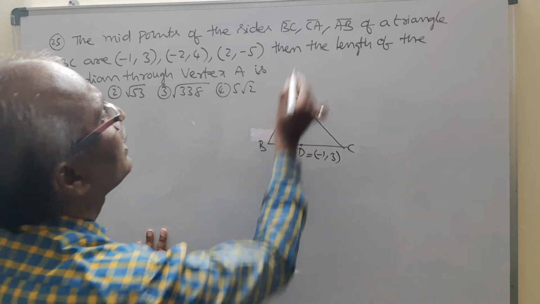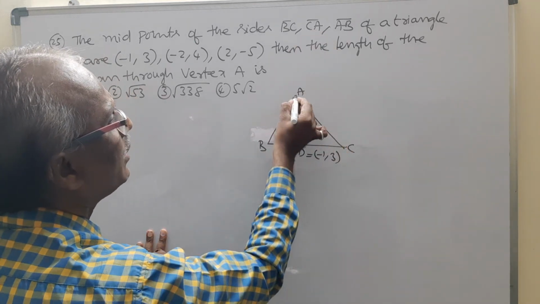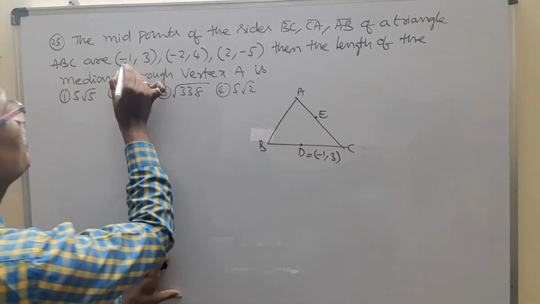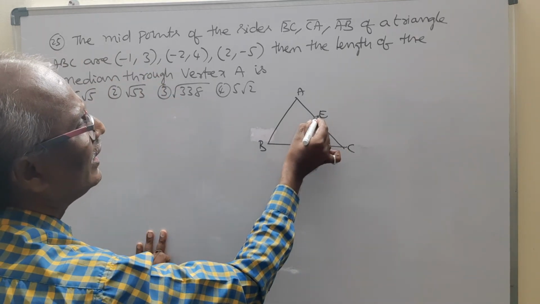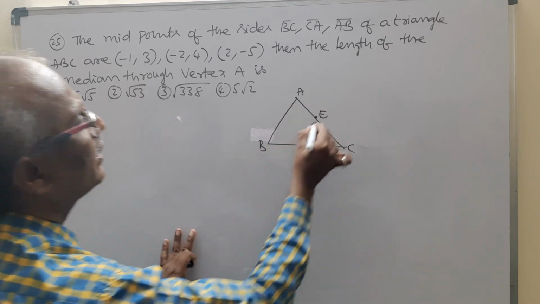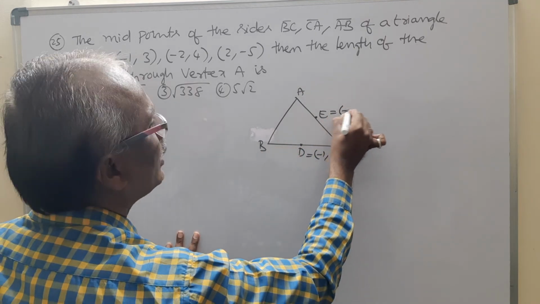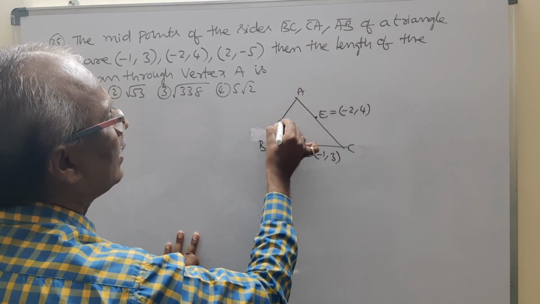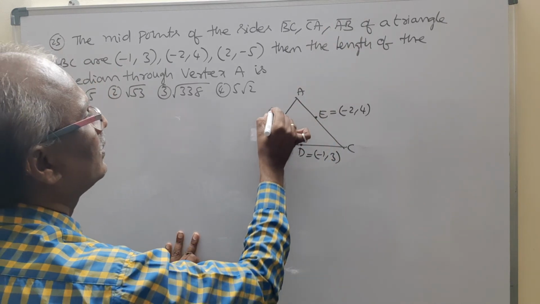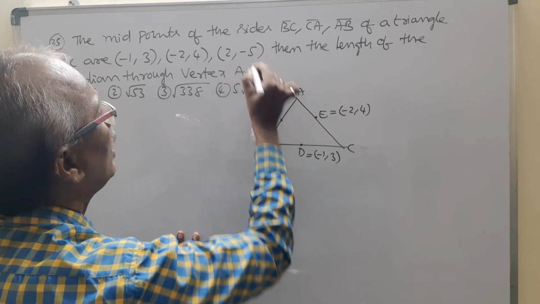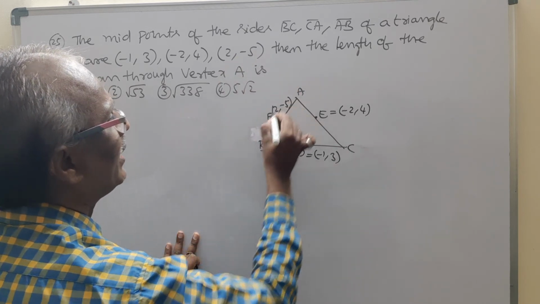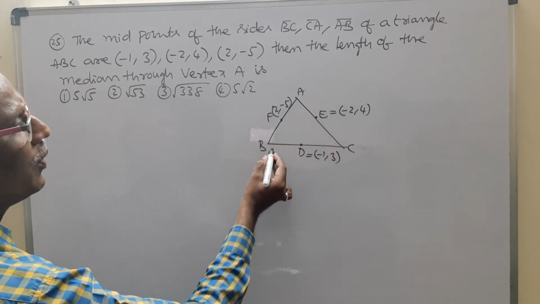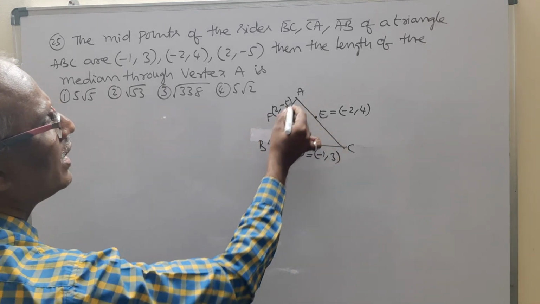Next, CA. Let E be the midpoint of CA. The midpoint of BC, D, is given as (-1, 3). Let E be the midpoint of AC, with value (-2, 4). And let F be the midpoint of AB, with value (2, -5). Here D, E, F are the midpoints of the sides BC, CA and AB.